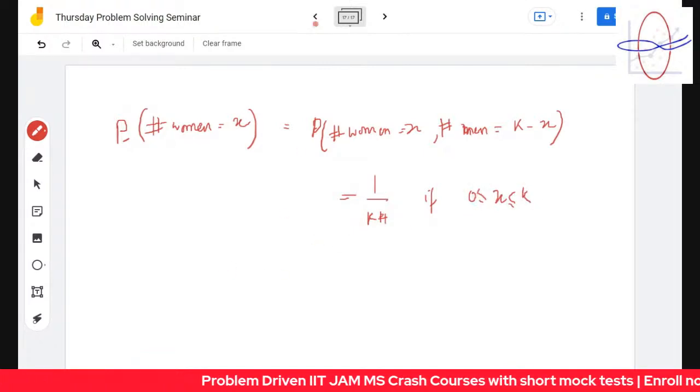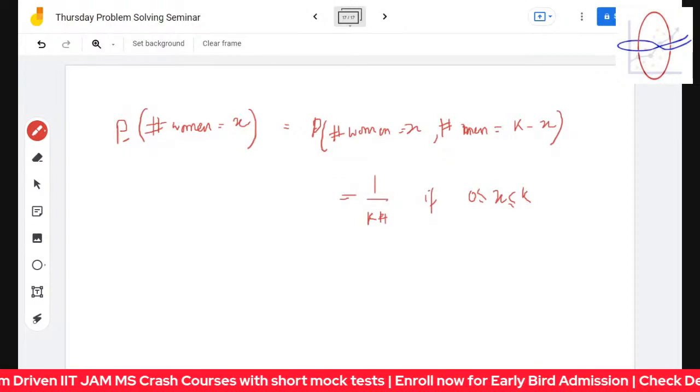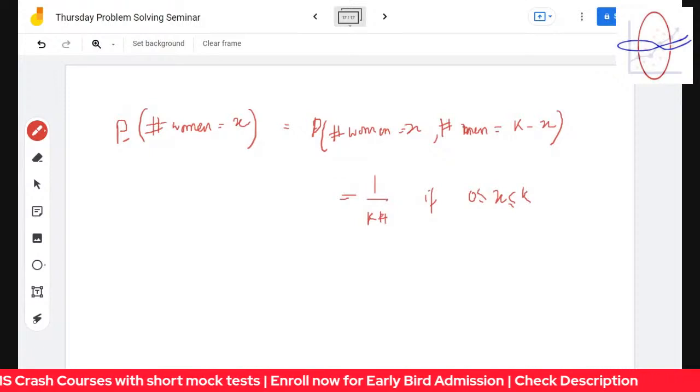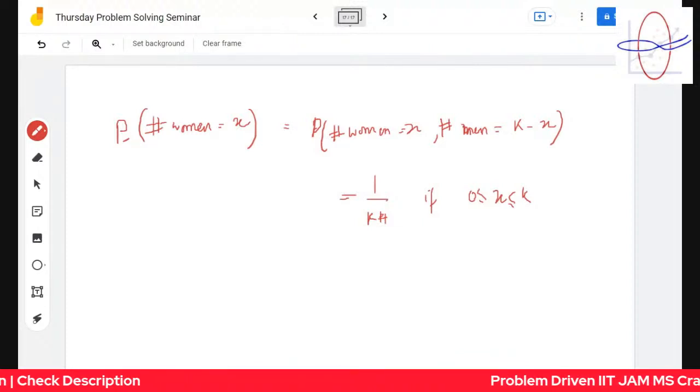Okay? Similarly for men. All of you understood this? It's very easy. Once you fix the number of women, the number of men is fixed. Did you understand, guys?